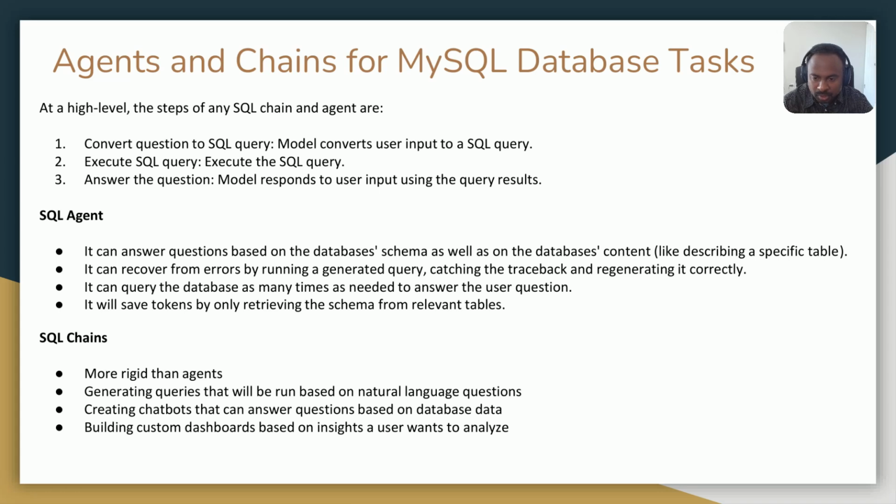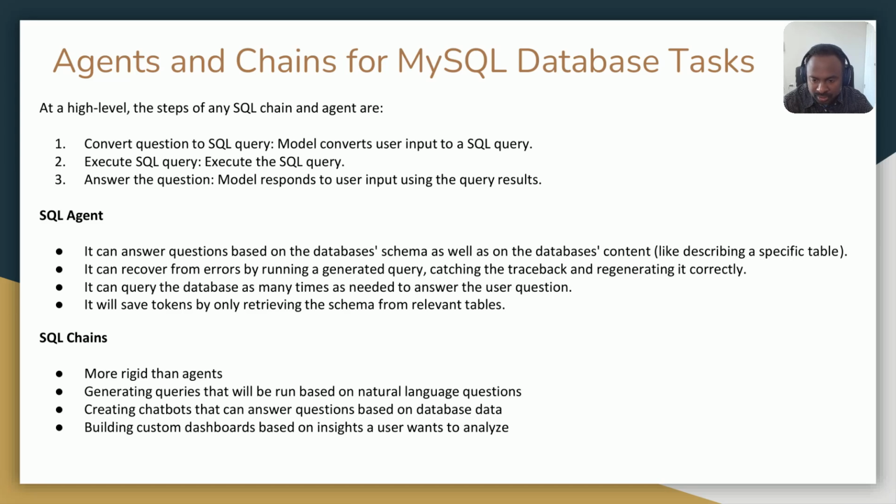It will also save tokens by only retrieving the schema from relevant tables. This can be done using prompt engineering as well. You can specify what needs to be searched, what tables, and which columns need to be queried. So the SQL agent will pick those clues from the prompt.